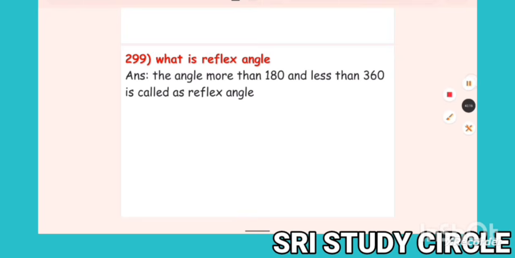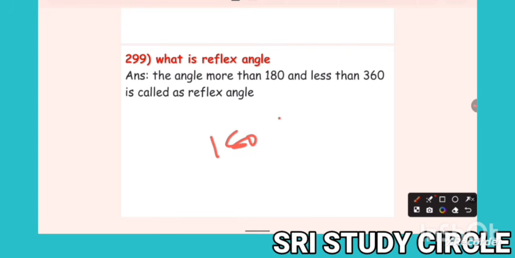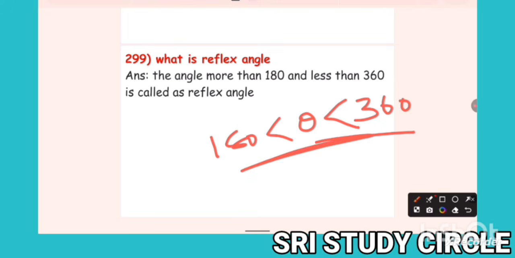What is the reflex angle? Reflex means less than 360 and greater than 180. That means it lies in between: 180 less than theta less than 360 is known as reflex angle.